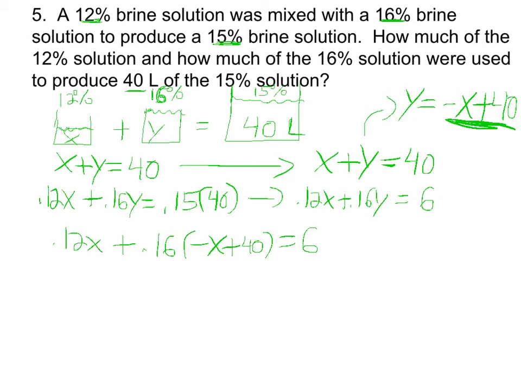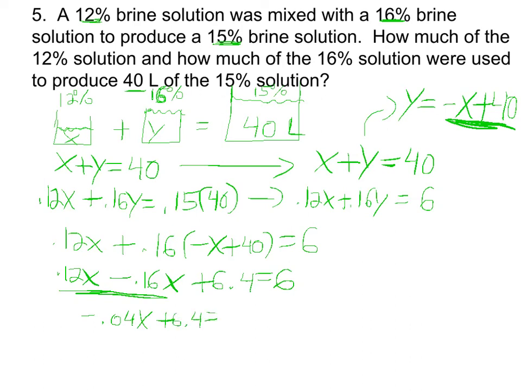Okay, take that calculator out because you have ugly decimals. Let's see, I'm just going to bring down the 0.12x. Then when you distribute 0.16 to negative x, you get minus 0.16x. And 0.16 times 40, what's that give us? 0.16 times 40, that gives us 6.4. So it's plus 6.4 equals 6. Okay, I can combine these, 0.12x minus 0.16x, that gives me negative 0.04x, plus 6.4 equals 6.